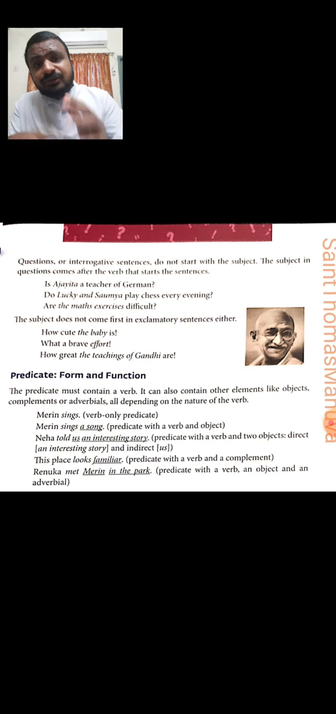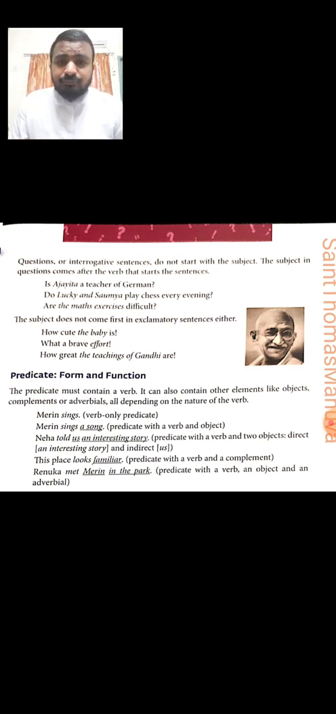Now let us see the predicate and what are the forms and functions of predicate. As we have seen, predicate should always contain a verb. And with that verb, the other elements also will be used or can be used, like complements or adverbials or objects, and it will all depend on the nature of the verb. Dear students, look at the example which is being given there. Marin sings. As you know, Marin is a subject, and sings is a verb which is being used as a predicate.